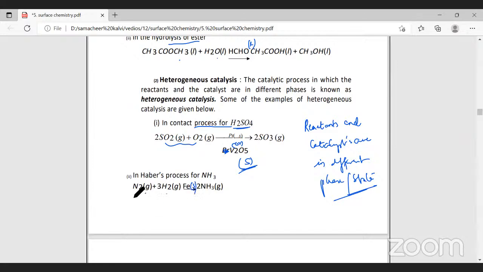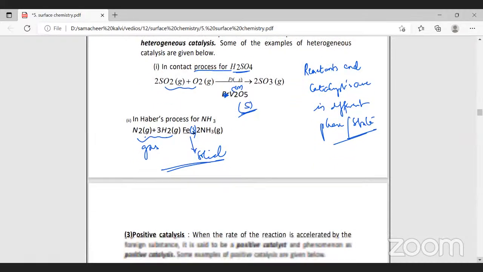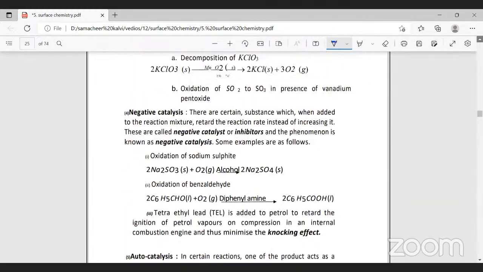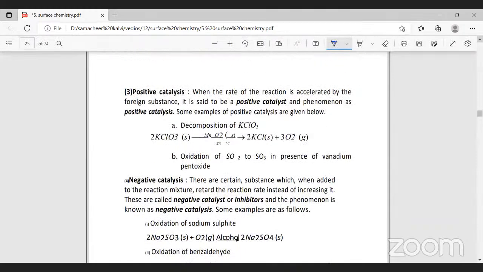So reactants and the catalyst. Reactants are in the gaseous state, the catalyst is in the solid state. When the reactants and the catalyst are in different states, then we call those kinds of catalytic reactions heterogeneous catalysis.